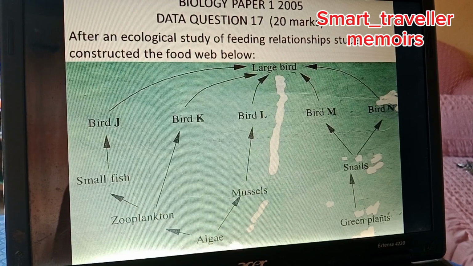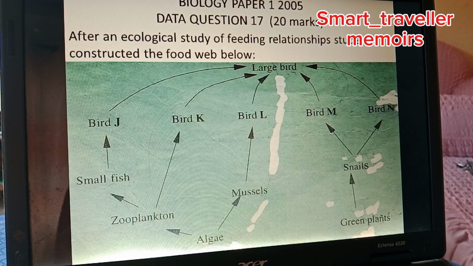After an ecological study of feeding relationships, students constructed the food web below. So we have the bands: band J, band K, band L, band M, band N. Small fish, zooplankton, algae, mussels, green plants, snails, as the animals in this food web.